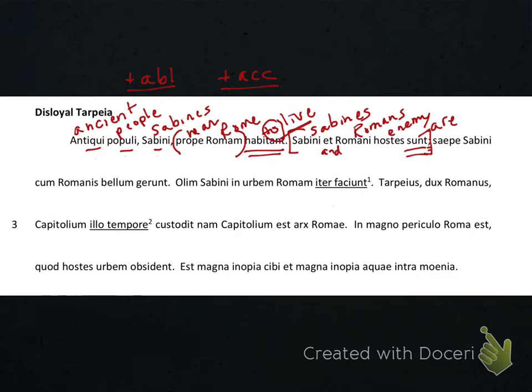You'll notice that I have the word "and" between Sabini et Romani. That means that these two words form the one thing that's going to come in front of the word "are," and hostes forms the other thing that's going to come after the word "are." So the Sabines and the Romans are enemies. That's what that sentence means.